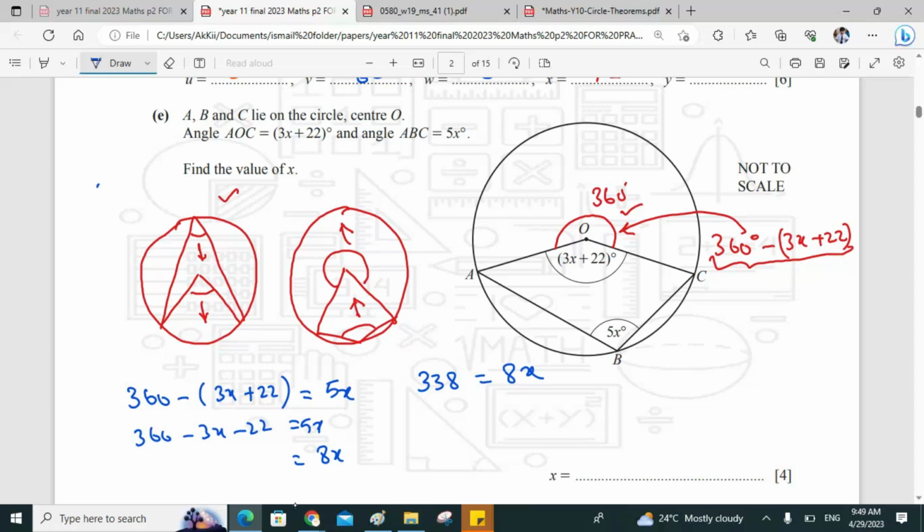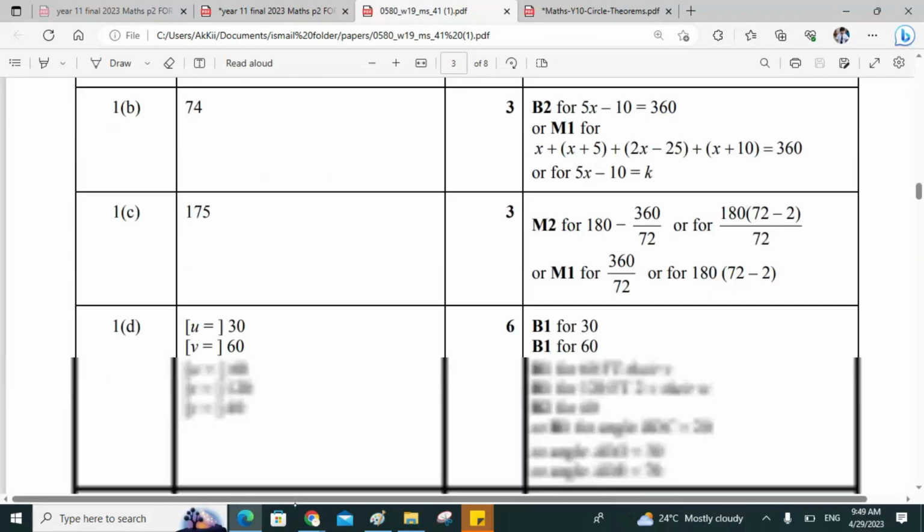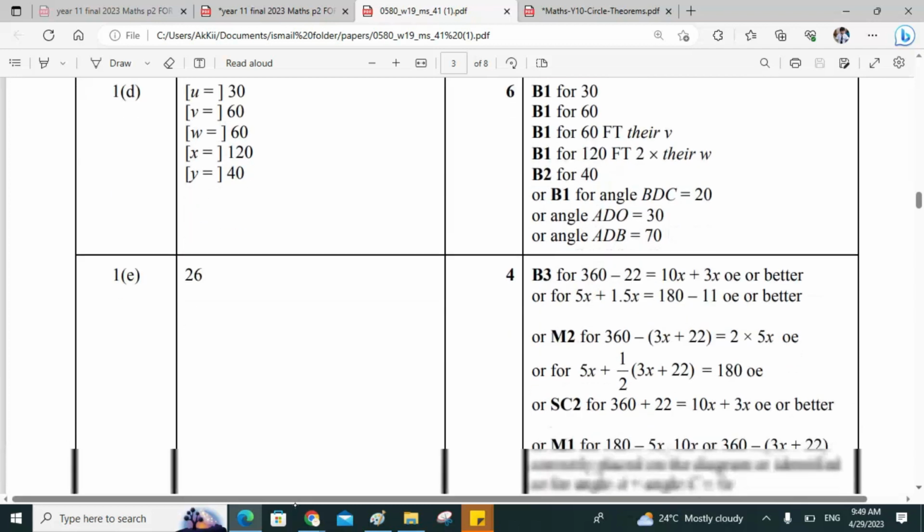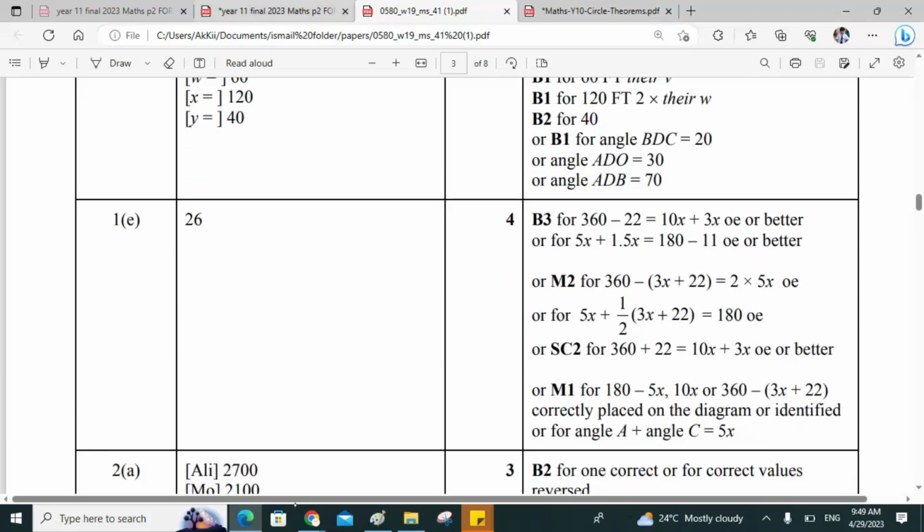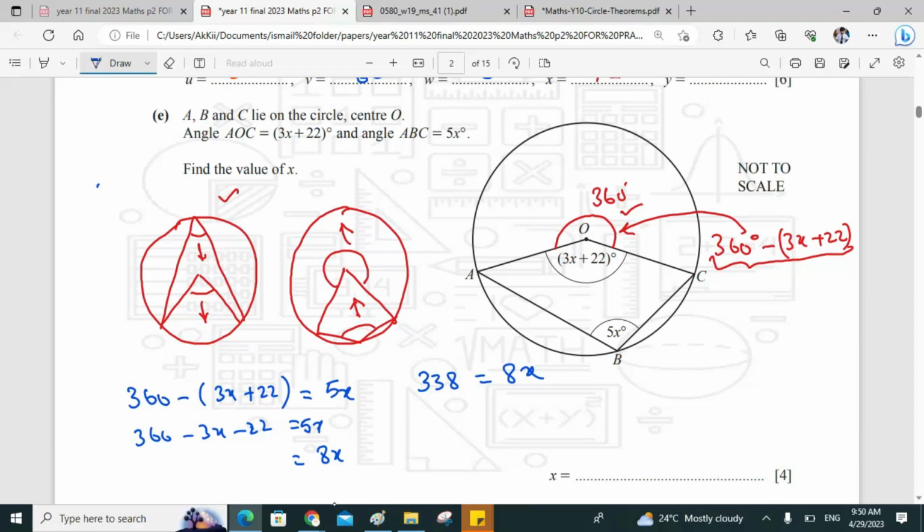It will be 42.25. Okay, is there any mistake in it? Let me see. No, let me check it. It's telling me that it is 26, so let me see what I did. Is there any mistake which you can see? It is 360 minus (3x plus 22) is equal to 5x. No, not 5x, I'm sorry. It's twice the 5x. Obviously this angle must be multiplied by 2. This is a segment angle, so I must be multiplying it by 2.